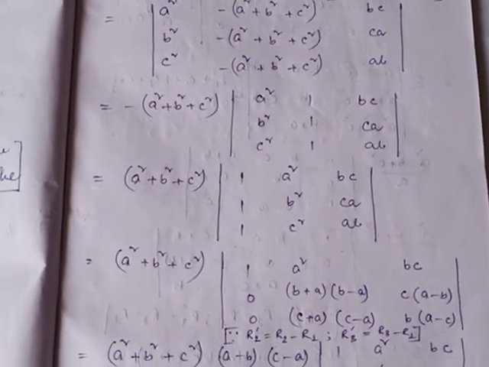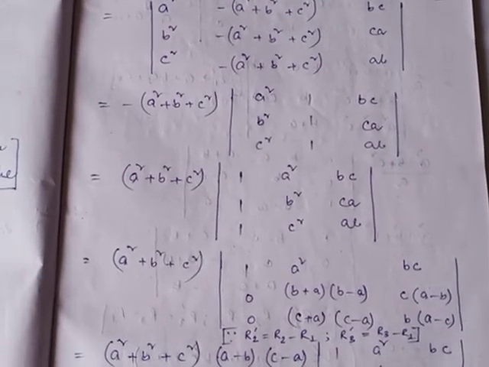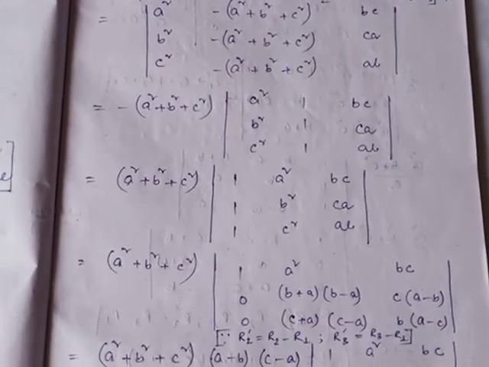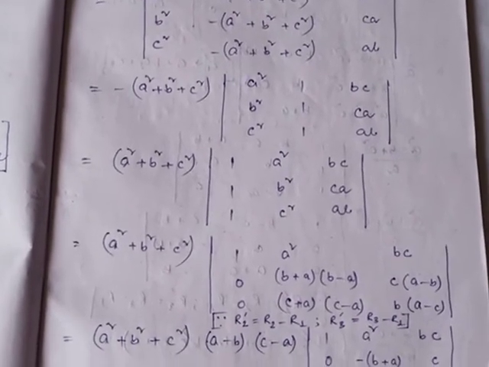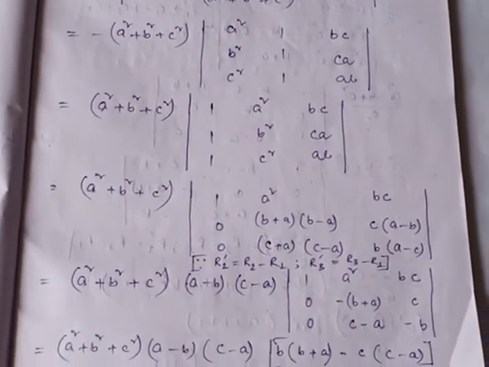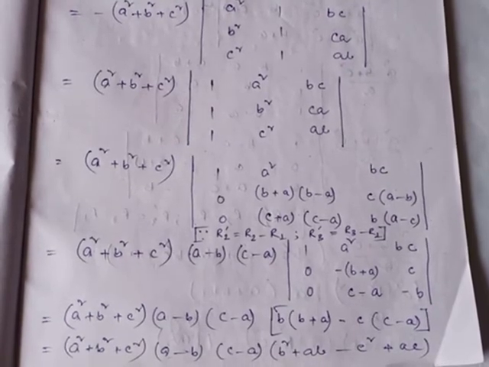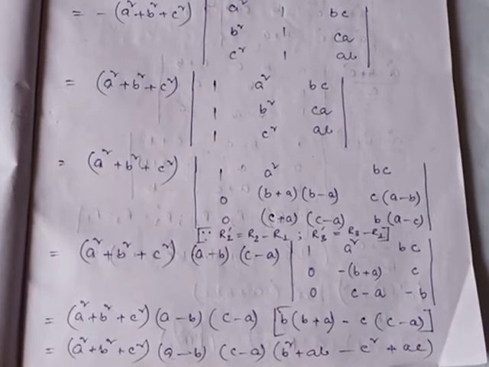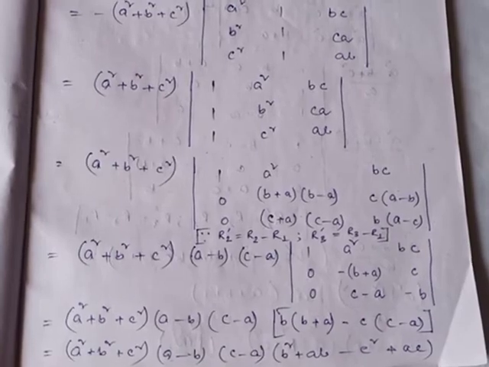Now applying R2 dash equals R2 minus R1, we already did the previous sum, this part only, determinant part. So R2 dash equals R2 minus R1, R3 dash equals R3 minus R1. Now taking common (b minus a) and (c minus a) and multiplying, we get the given right hand side, that is (a square plus b square plus c square) into ab into ca into (b square plus ab minus c square plus ac).